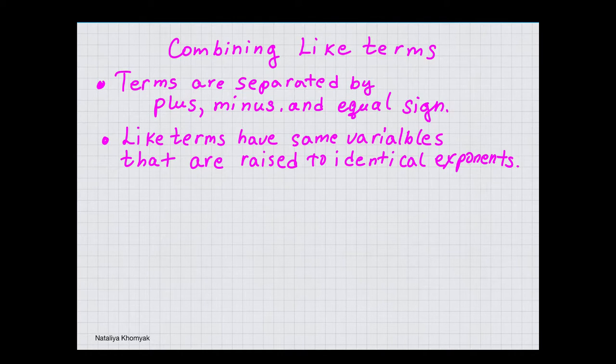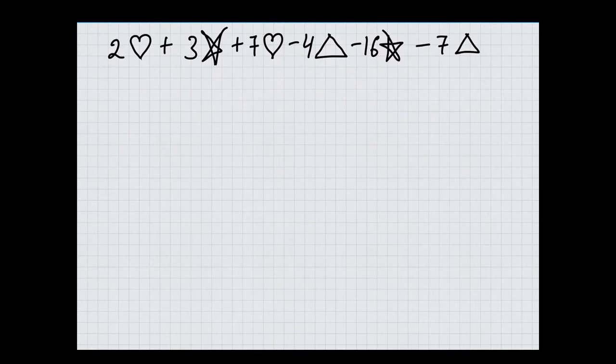Combining like terms. Terms are separated by plus, minus, and equal signs. Like terms have the same variables raised to identical exponents. Over here we have an example of like items. To combine like terms, you're just counting how many of the items there are.